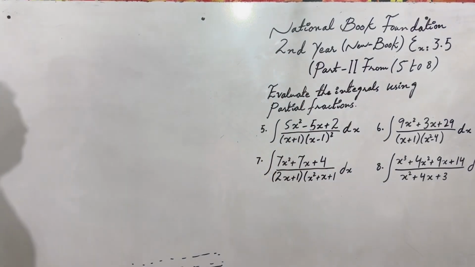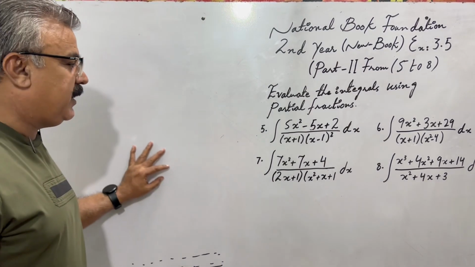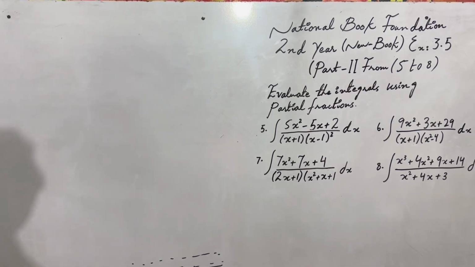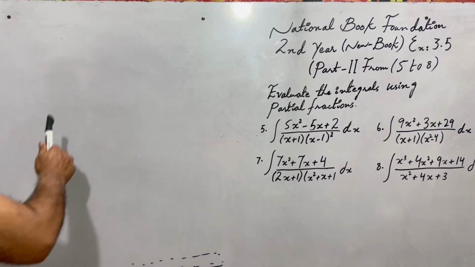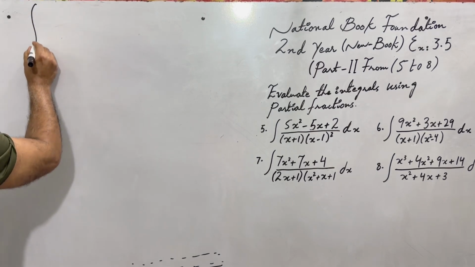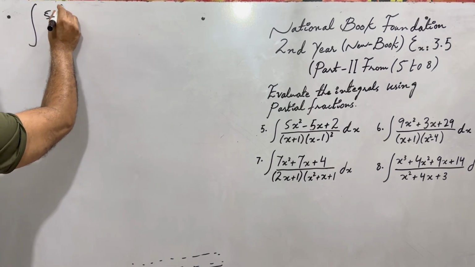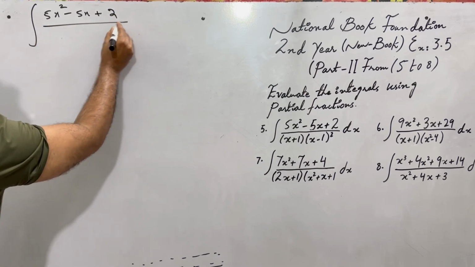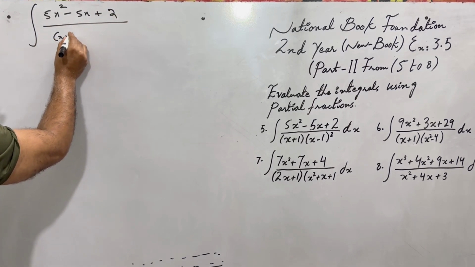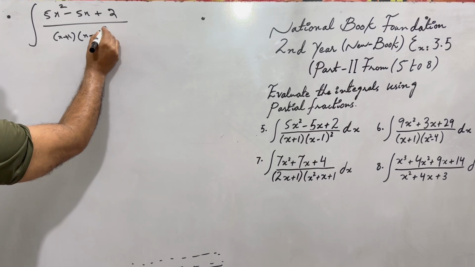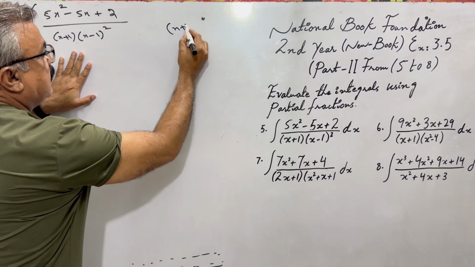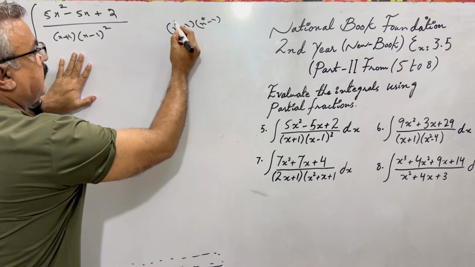Let's continue our journey in the field of partial fractions, how to integrate using partial fractions. Now we are about to deal with question number 2, when factors are linear and repeated. Question number 5 is (5x² − 5x + 2) over (x + 1)(x − 1)². This case is known as linear as well as repeated, owing to the fact that they have power 1.